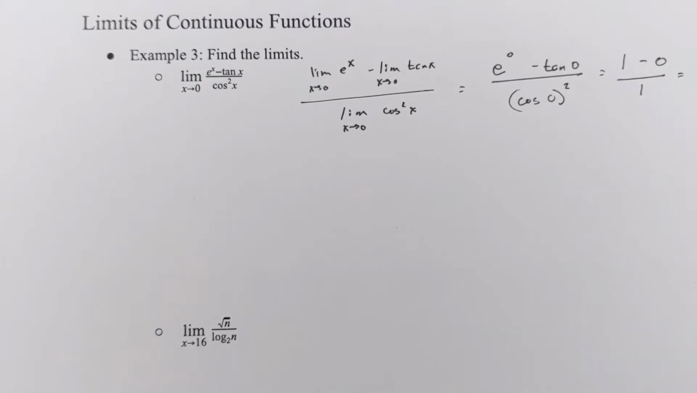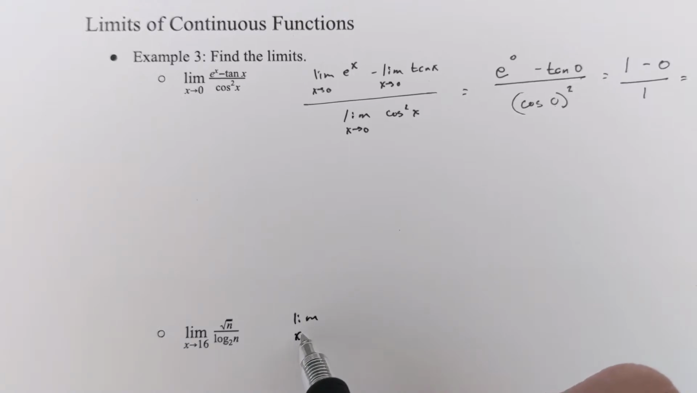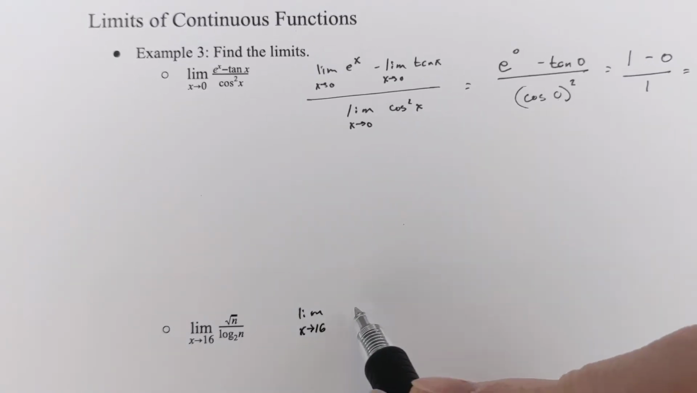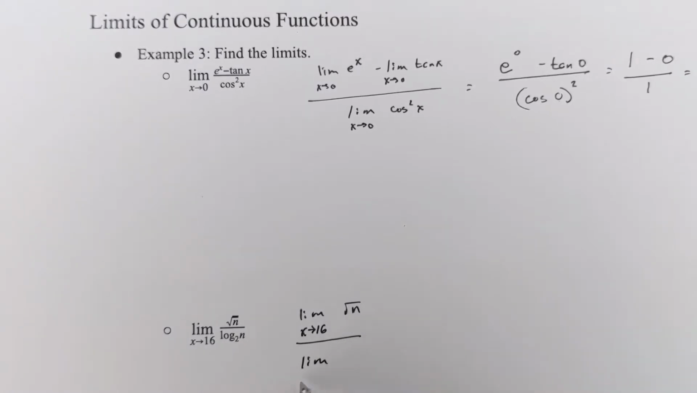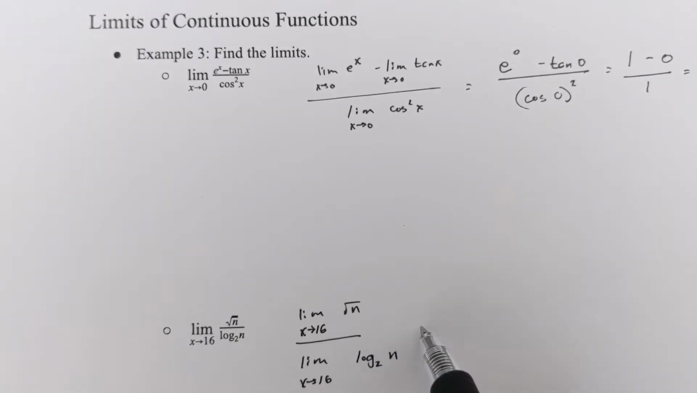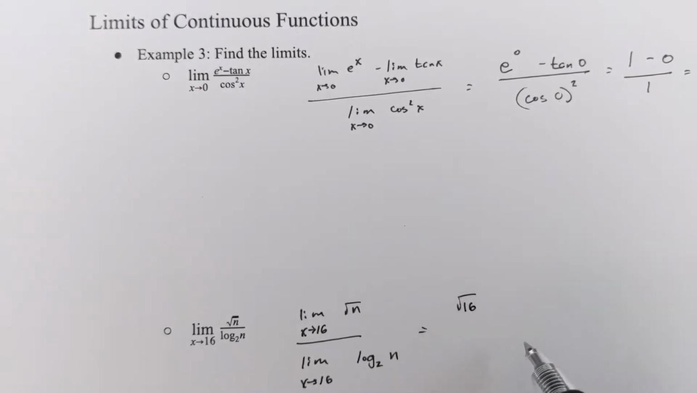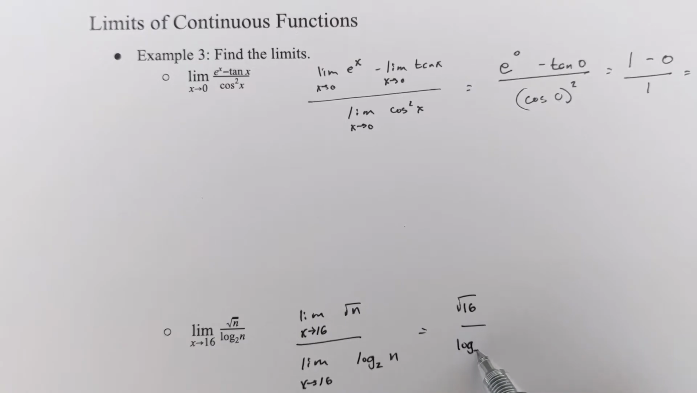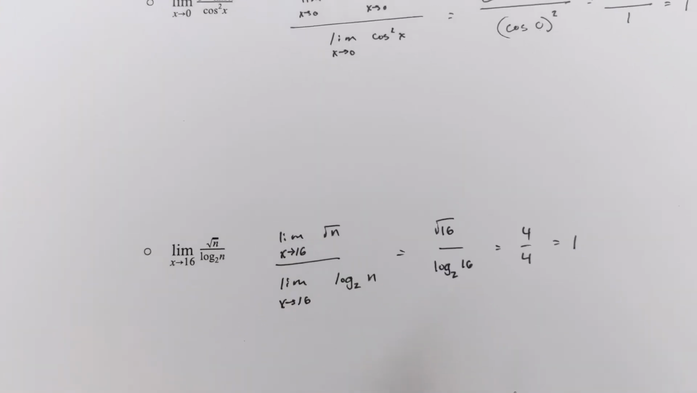So down here, we can do a similar thing. The limit as x approaches 16 of the square root of n over the limit as x approaches 16 of log base 2 of n. So this becomes the square root of 16 over log base 2 of 16. Well, that's 4 over 4. So the whole thing is just 1 again. So you can always just work it piecewise.